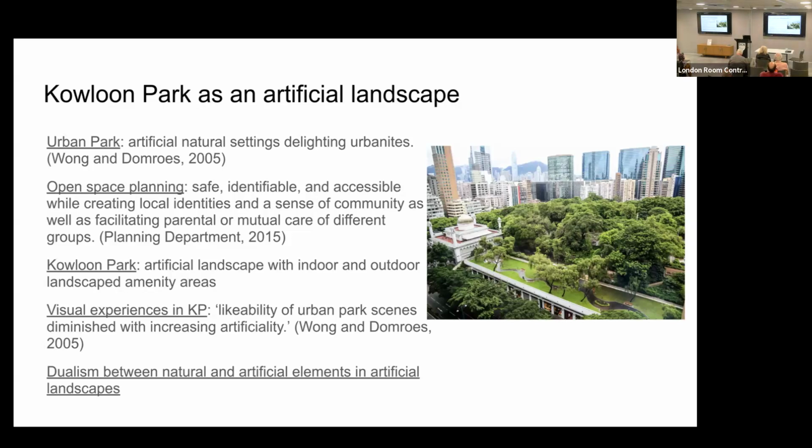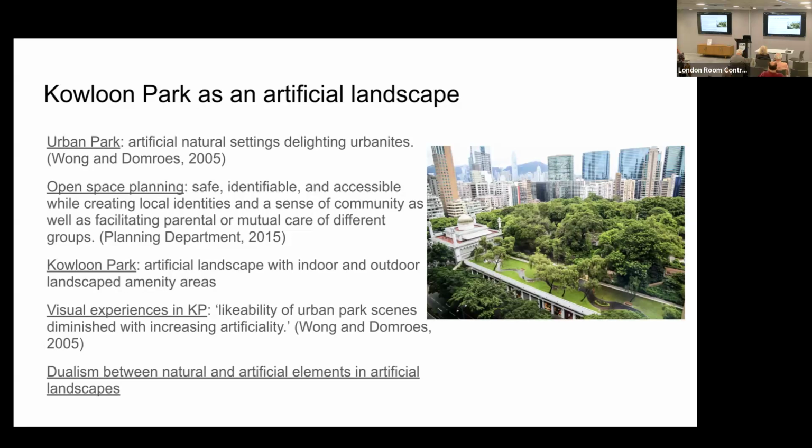So basically, Kowloon Park's artificial landscape includes some indoor and outdoor parks, and the outdoor parks are particularly landscaped for amenity areas. And in their research, they identified that visual experiences in Kowloon Park have a tendency to have a higher likability with natural scenes. So the likability of urban park scenes diminishes with increasing artificiality.